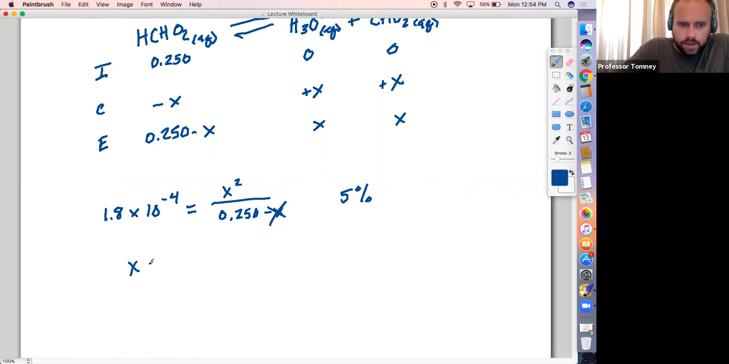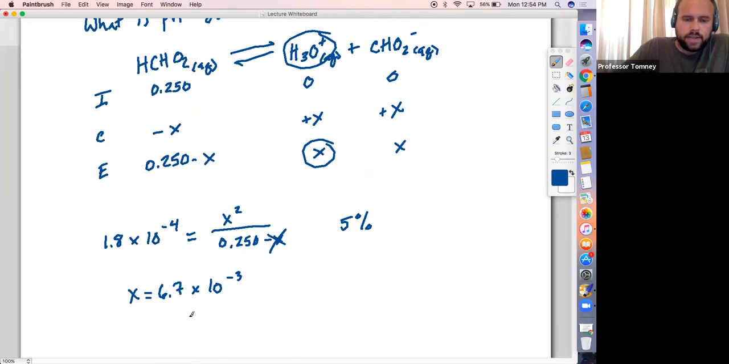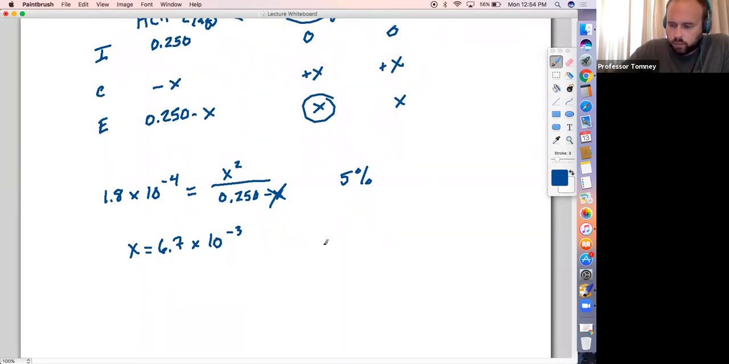If you do that, you should find that X is going to equal 6.7 times 10 to the negative third. So what I need to do with this value is, this is X. X is going to be equal to H3O plus, right? And if I take a look, 6.7 times 10 to the minus 3, if I take that over 0.250, I definitely am within the 5% rule. I'm not going to run through that calculation right now, but this is small enough compared to 0.25 that I would not violate that. So I'm good to go. But remember, you need to check your 5% rule, right?